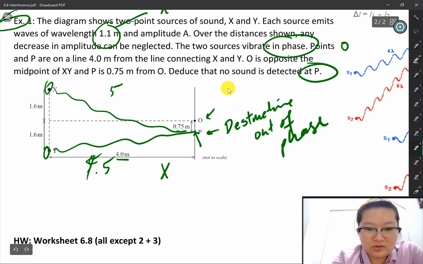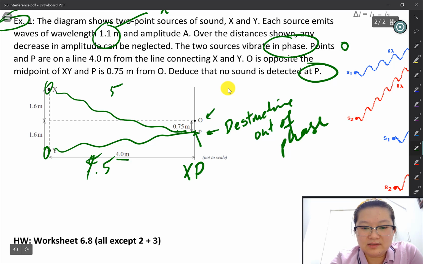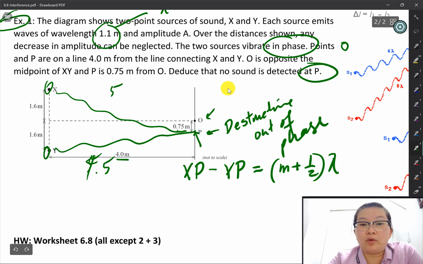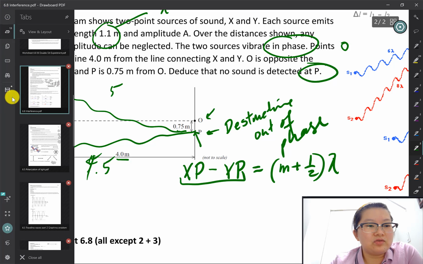We want the XP distance, the difference between XP and YP, to be an exact half number of wavelengths. To represent that, that's going to be m plus 1/2 of whatever wavelength we have, which is 1.1 meters. That comes in later. To do that, we need to figure out what these distances are, and to do that, we're going to need a little bit of trig. So I'm going to set up a new paper and do some trig.